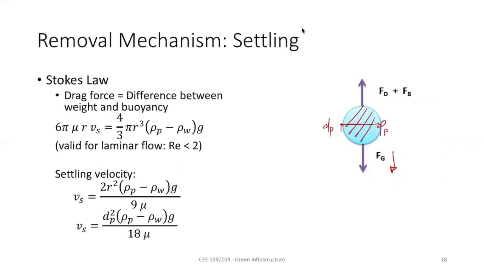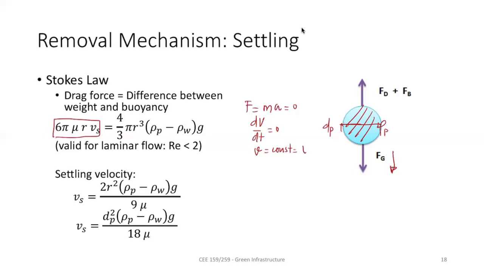As it moves downward, there are two other forces acting on it. Number one is the drag force, which is related to friction. And then there is buoyancy, because it displaces a certain amount of water. The weight of that displaced water is the buoyancy force. So based on Stokes' law, when the particle moves at a constant velocity, there is no net force acting on it, because force is mass times acceleration. Acceleration is the rate of change of velocity over time, and it is 0. That means velocity is constant.